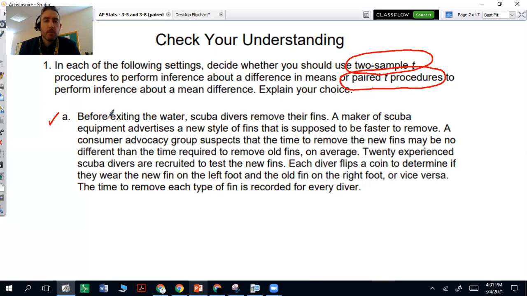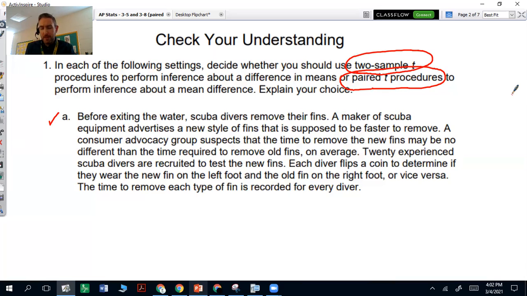Before exiting the water, scuba divers remove their fins. A maker of scuba equipment advertises a new style of fins that is supposed to be faster to remove. A consumer advocacy group suspects that the time to remove the new fins may be no different than the time required to remove old fins on average. 20 experienced scuba divers are recruited to test the new fins. Each diver flips a coin to determine if they wear the new fin on the left foot and the old fin on the right foot, or vice versa. The time to remove each type of fin is recorded for every diver.